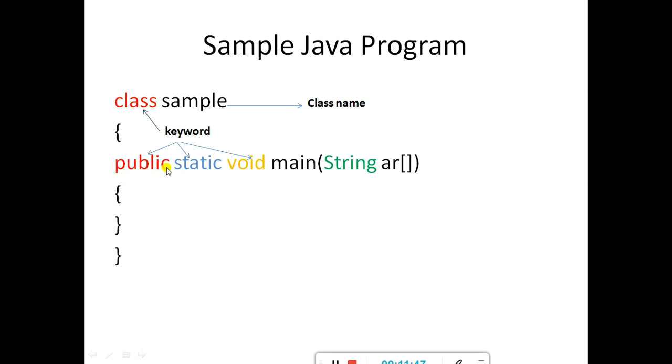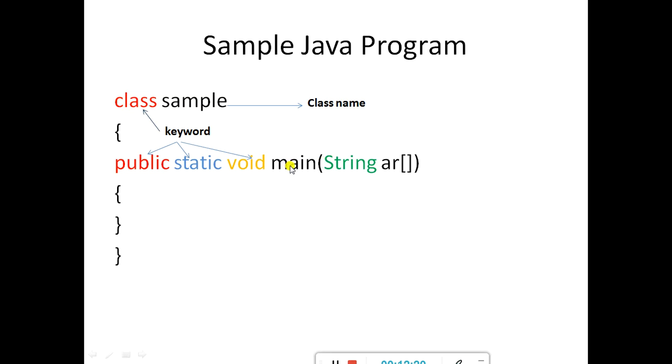Public is an access specifier. Static is again a keyword over here, and void is a keyword which is mentioned for the return type. If a function is not returning any value, then we mention it as void. It is mandatory for us to mention the return type in Java. So main is just a simple function. We will write many other functions, and if any of the functions are not returning any value, we have to mention void.